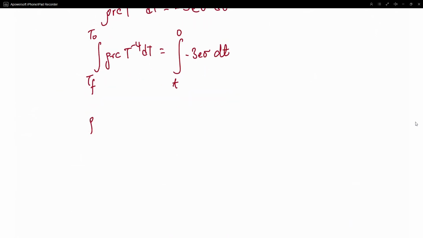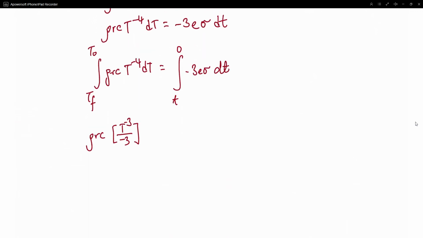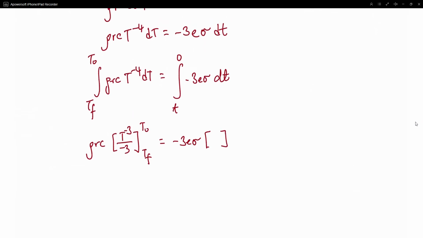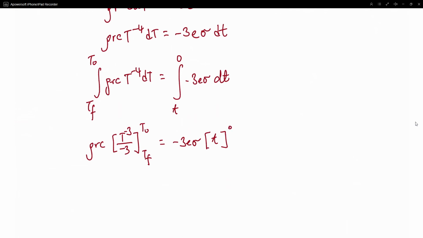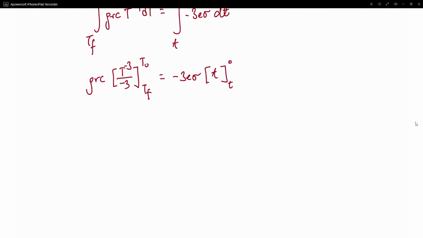So we can finally integrate. This is going to be T to the power negative 3 over negative 3, evaluated from T0 to Tf. It's going to be negative 3 epsilon sigma, and this is simply t from 0 to t. We can get rid of the negative sign also. Just do some simplifications.